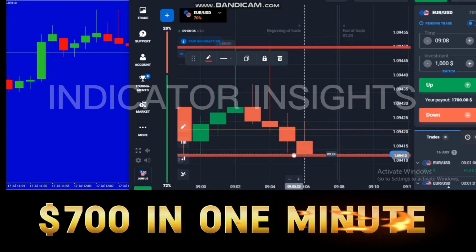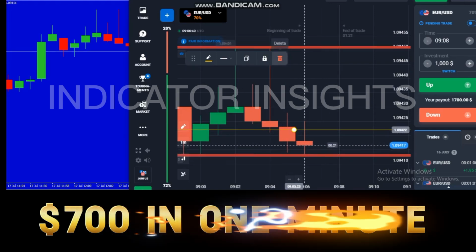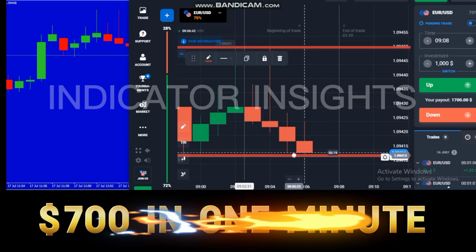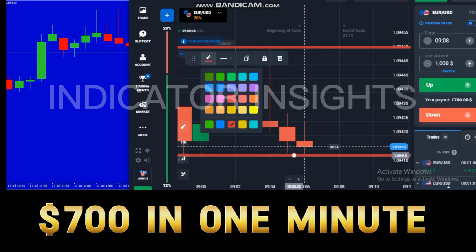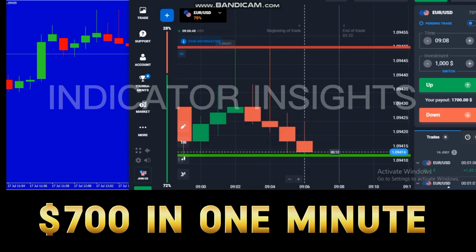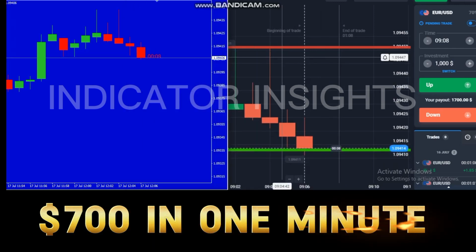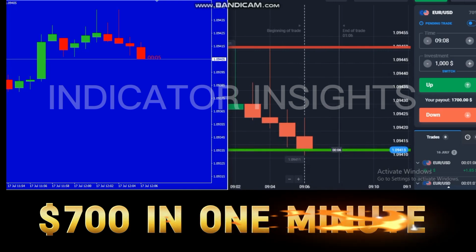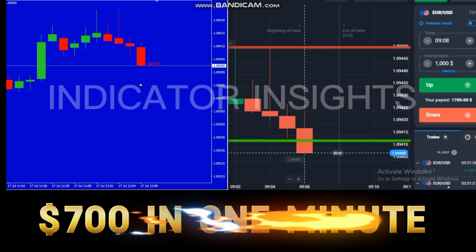Now we have to wait for the signal that indicates put or call. Let's see what appears on the chart. Let's change the color first. Make it green and let's forward the chart. Oh yeah, now the signal is appearing after 3 or 5 seconds. Yeah, it's appearing, the signal.